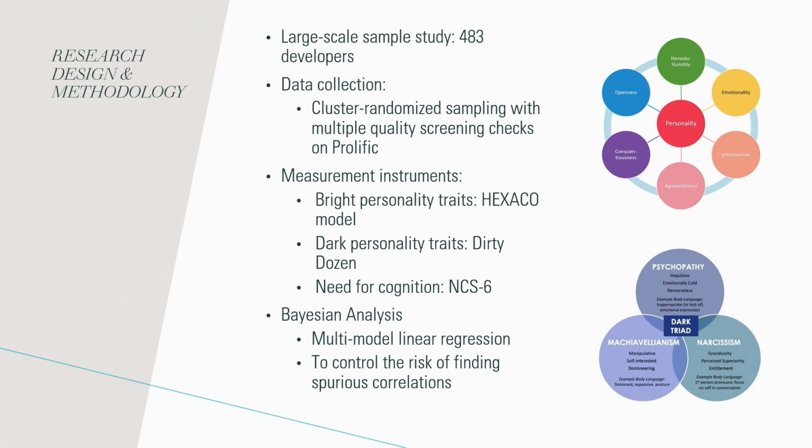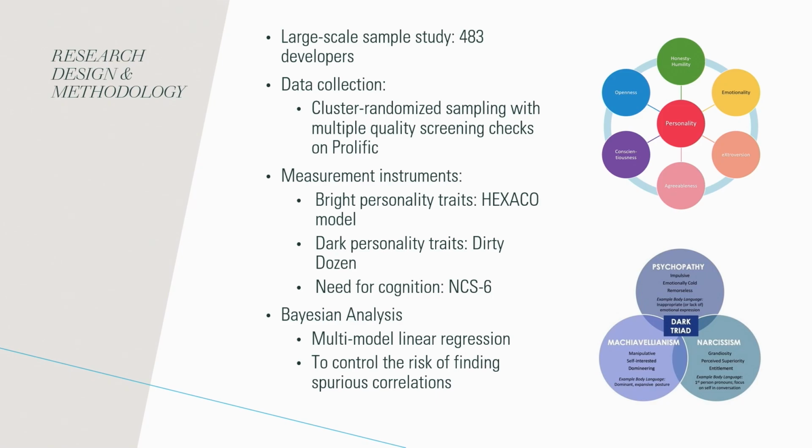So what did we do concretely? We did a large-scale sample study of 483 software engineers. We used for our data collection an academic crowdsourcing platform named Prolific. We did a cluster randomized sampling with multiple quality screenings and checks in order to assure that our informants are indeed software engineers. We used three well-established measurement instruments, namely the Bright Personality Traits model, the hexagon model, which is similar to the Big Five model.